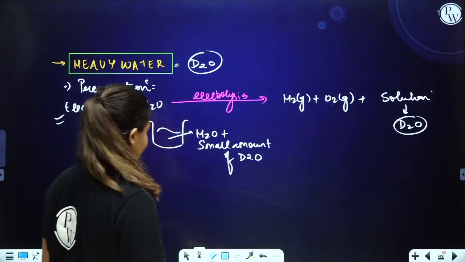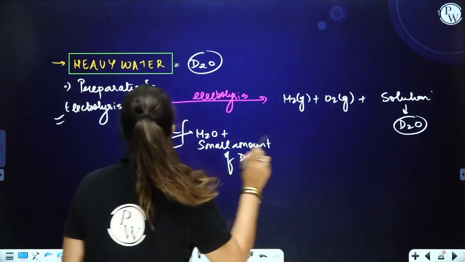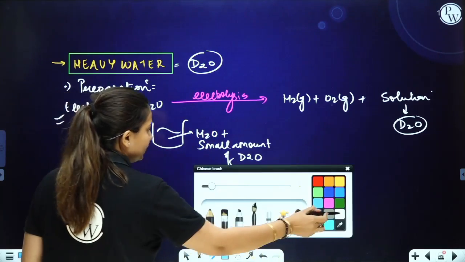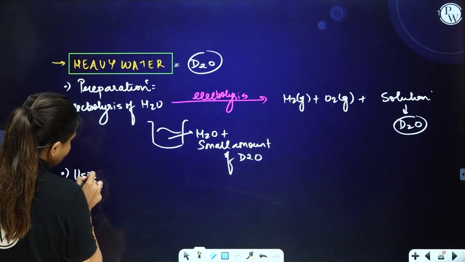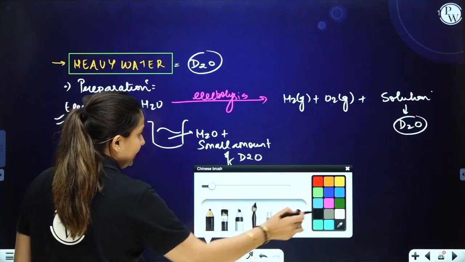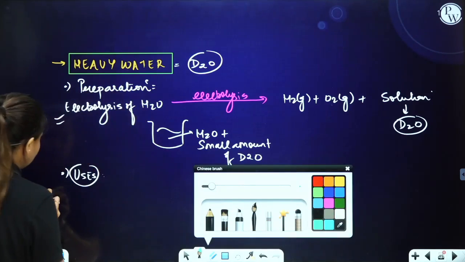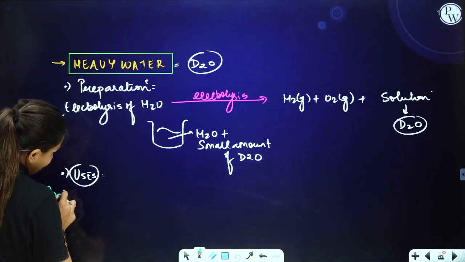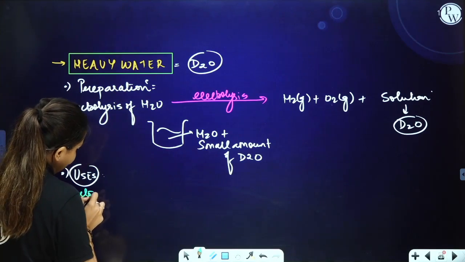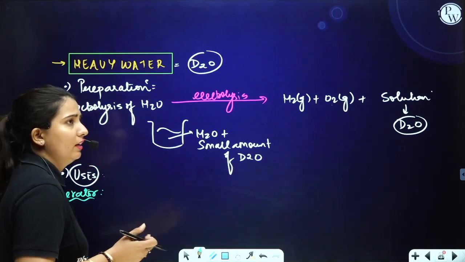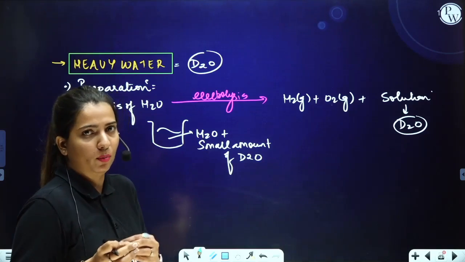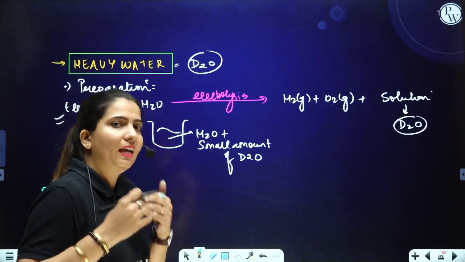Okay. After that, we have the uses of this respective compound. Okay, uses. So what all uses are there? It is used as a moderator. You know what is the work of the moderator? First, we have to understand the work of the moderator, because D2O here behaves as a moderator.